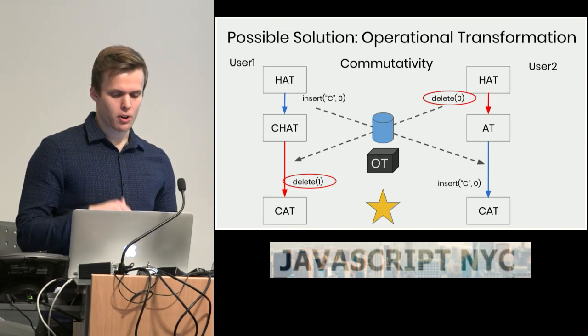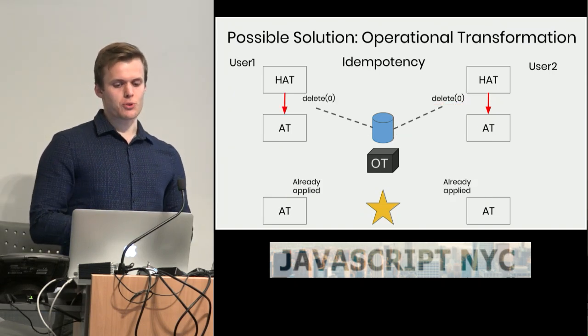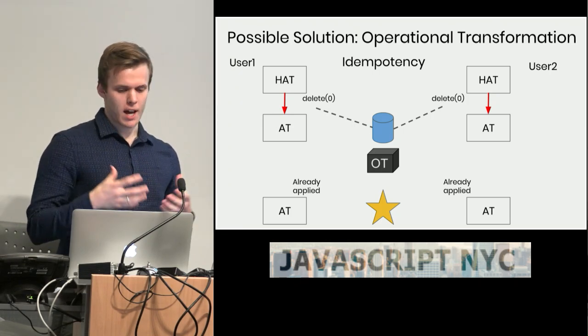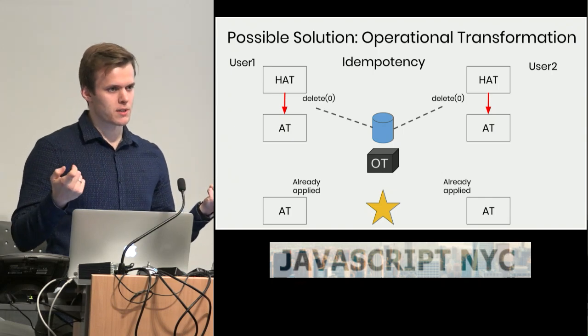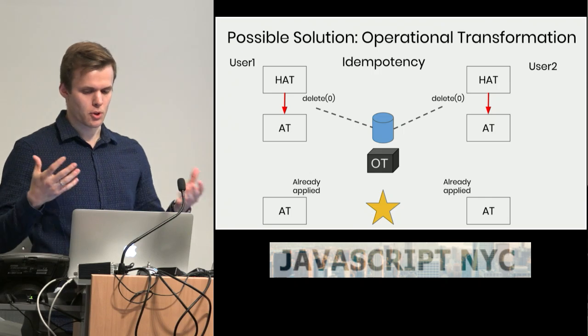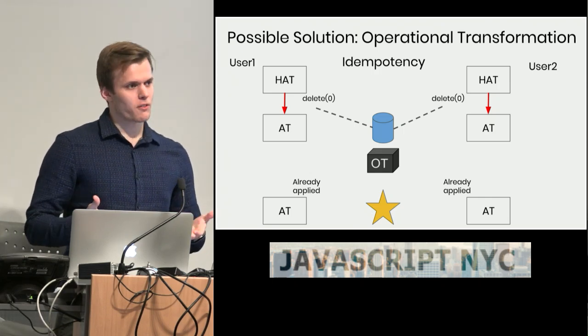And the same thing, OT can also work with idempotency. When each user deletes the same character at the exact same time, it gets sent to the OT algorithm at the server. Then the server can detect that these are the same operations, so they shouldn't be applied again. They're just not going to send them to the other users. So you can keep idempotency in this manner. And so OT is a very viable solution.